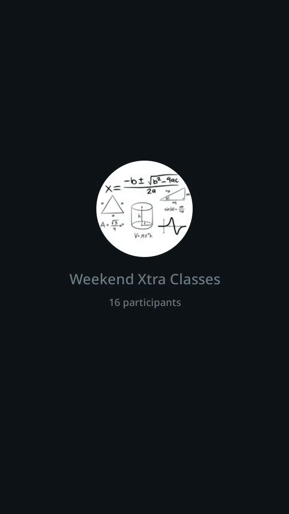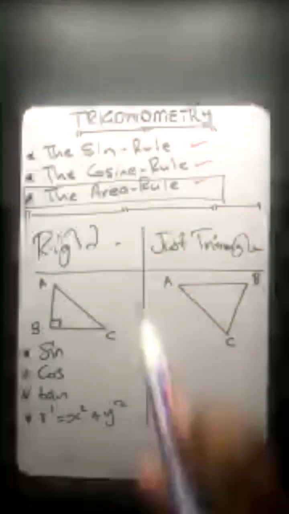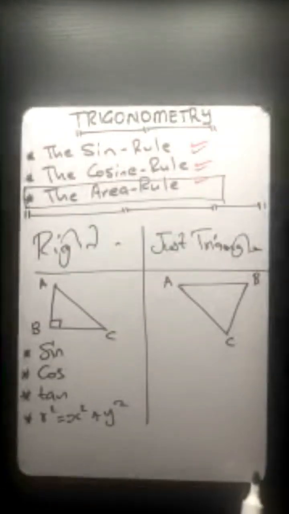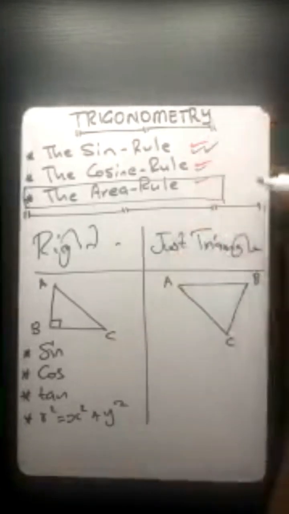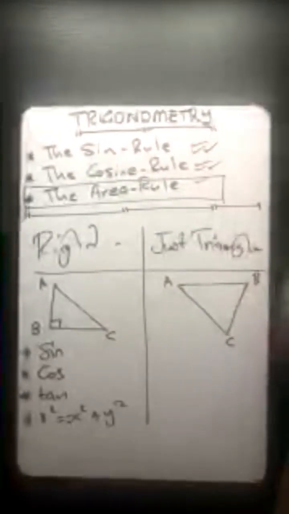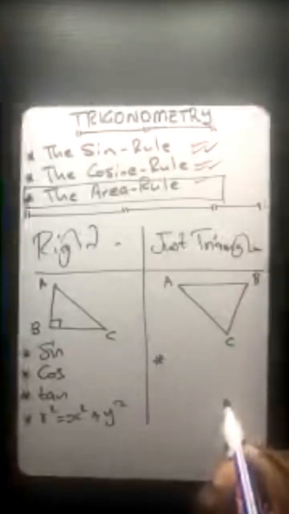But what you need to understand is in which case do you use the sine rule, and in which case do you use the cosine rule. This is where it gets interesting. What guides you in terms of what you use is the formula itself, for the sine rule and for the cosine rule.